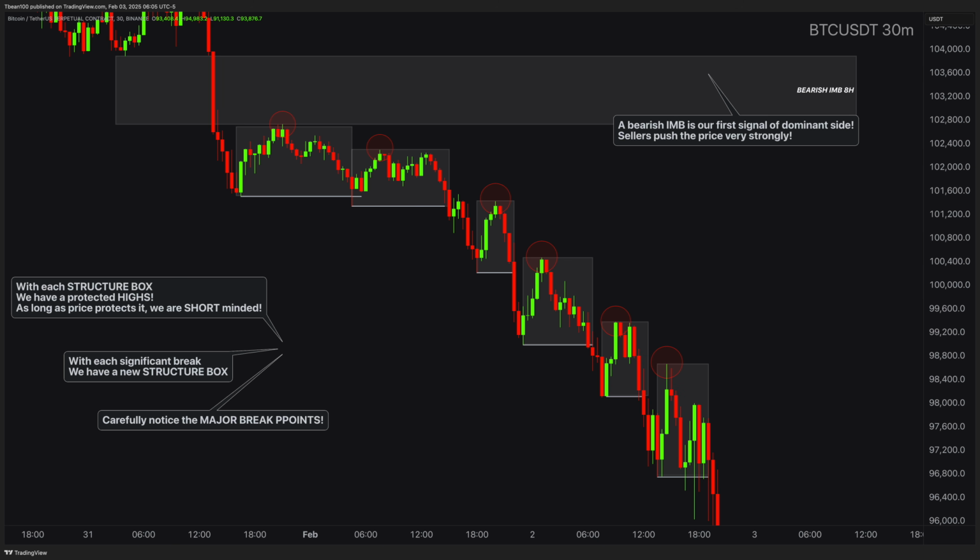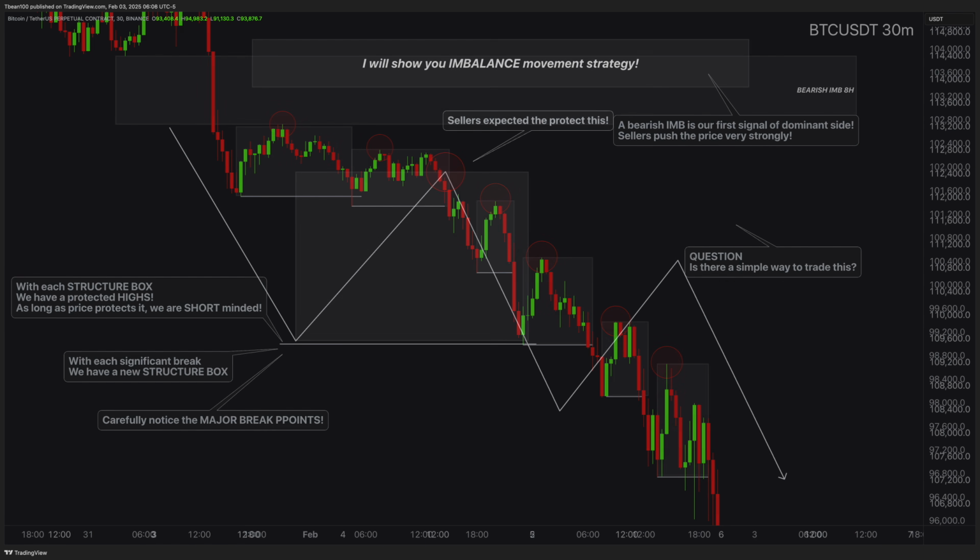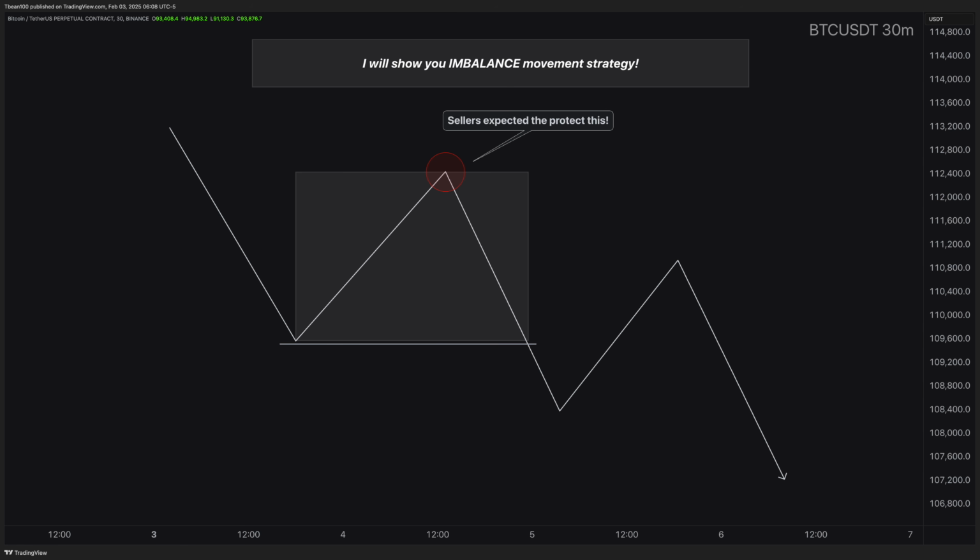As long as price protects these highs, we only try to short the markets, especially crashing or rallying markets. But here we have another problem: you hate the micro market structure breaks. To find specific entries, what else can you do? You can again use only imbalances.